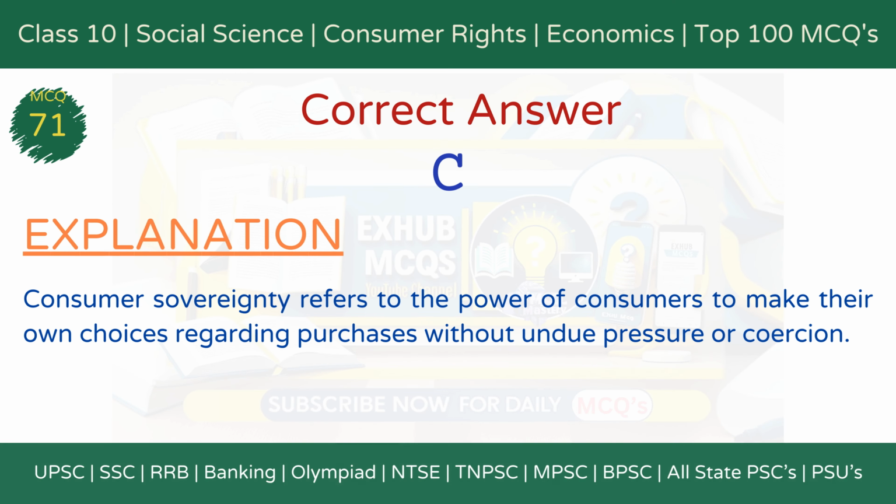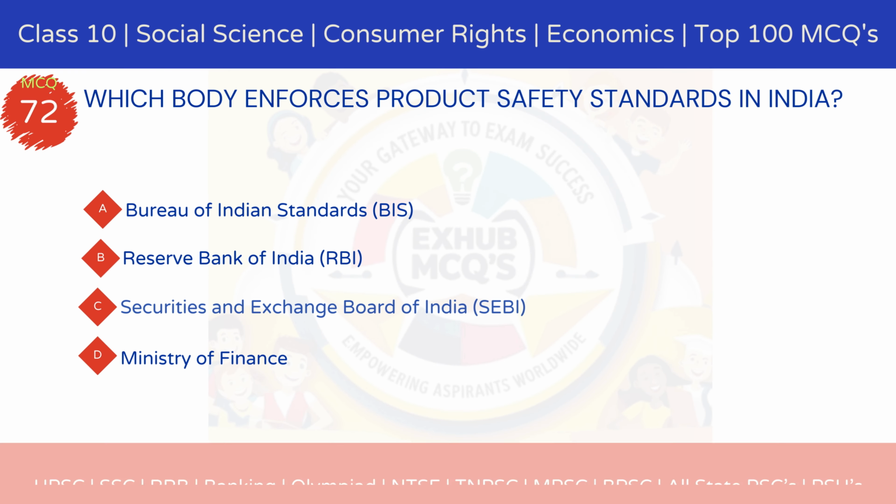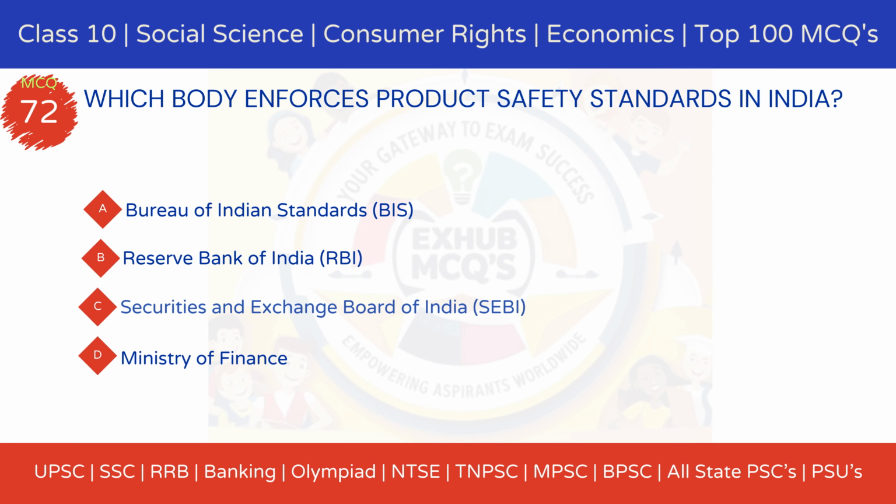The correct answer is option C, consumers have the right to make independent purchasing decisions. Explanation: consumer sovereignty refers to the power of consumers to make their own choices regarding purchases without undue pressure or coercion. MCQ 72. Which body enforces product safety standards in India? Option A, Bureau of Indian Standards. Option B, Reserve Bank of India. Option C, Securities and Exchange Board of India. Option D, Ministry of Finance.